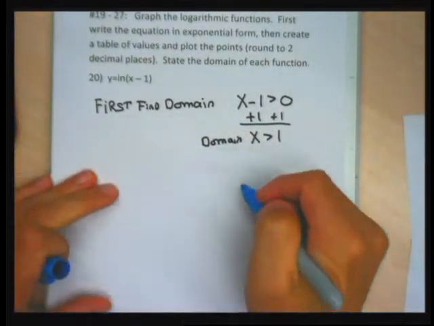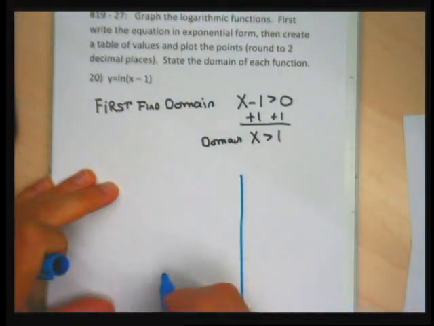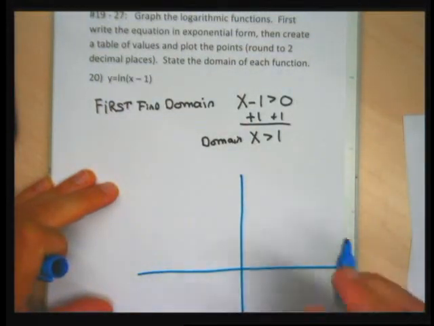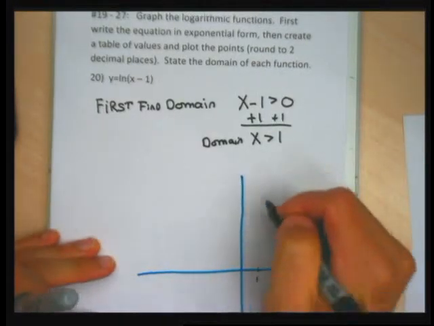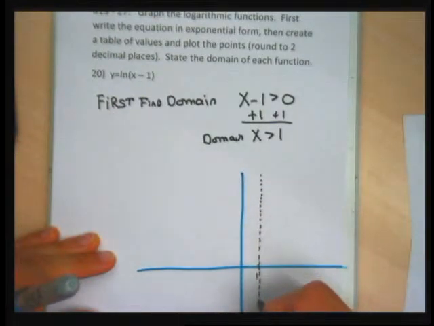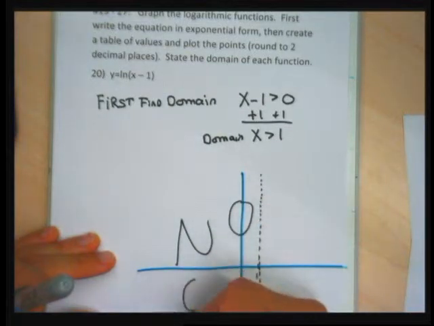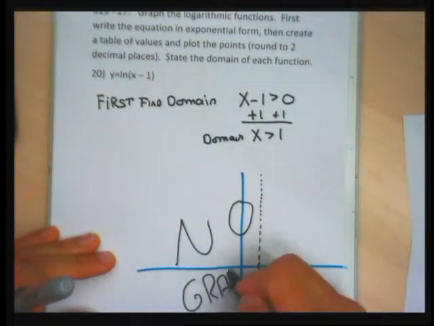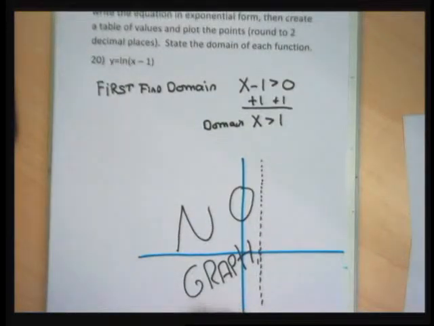And that's going to show up on my graph very distinctively, in that the graph is only going to exist on the right side of that line. And over here, there won't be any graph. So for every logarithmic function, the first thing I do is decide where my graph will and won't exist.